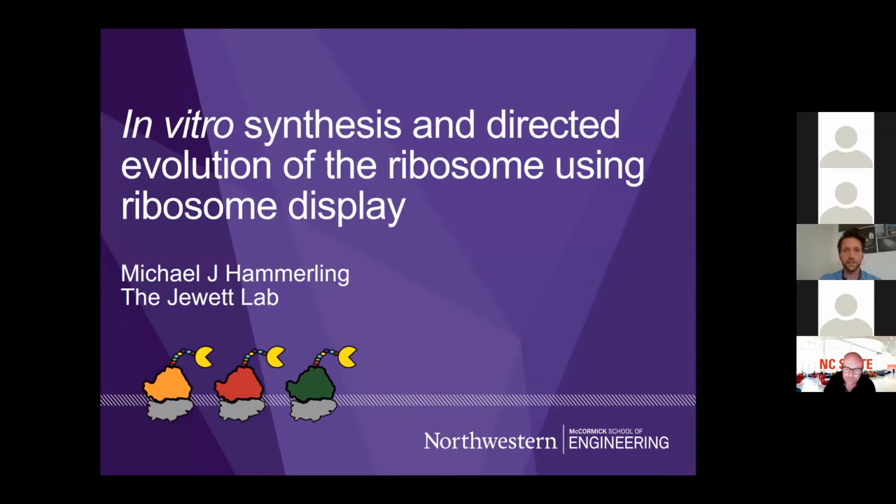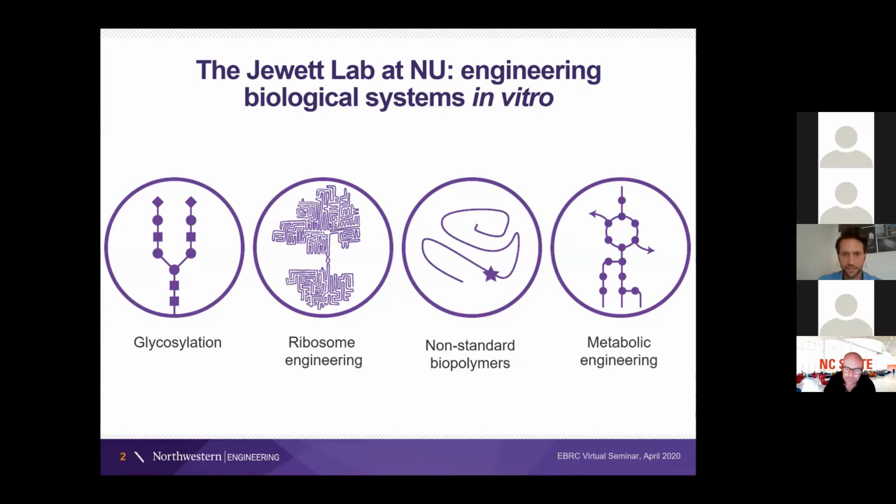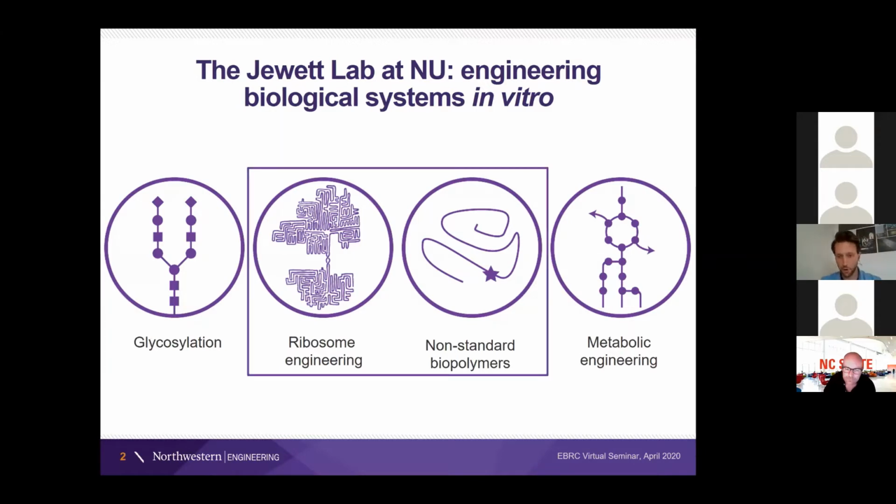display. So in the Jewett Lab, as Paul talked about a little bit, we like to engineer biological systems in vitro using cell extracts mostly. The core of this has always been cell-free protein synthesis, ribosome engineering, and producing non-standard biopolymers, particularly proteins with non-canonical amino acids. But we've also recently delved into understanding protein glycosylation and metabolic engineering using cell-free systems. I generally work on these two core issues, and I'm going to talk about that today.